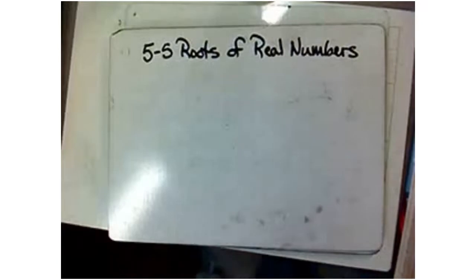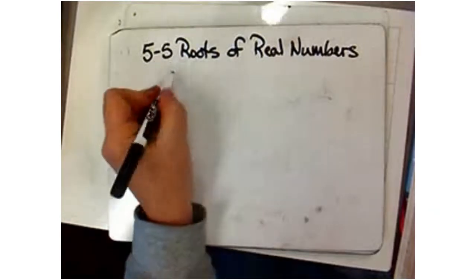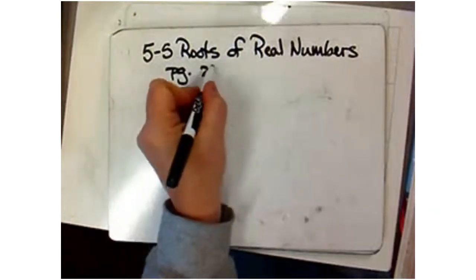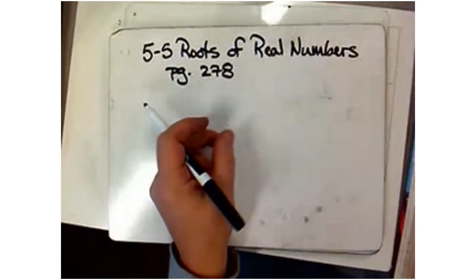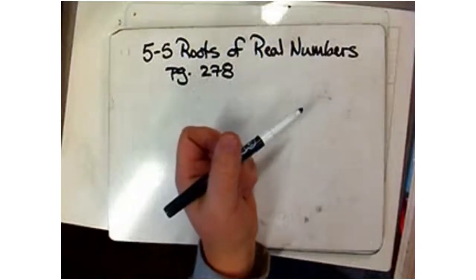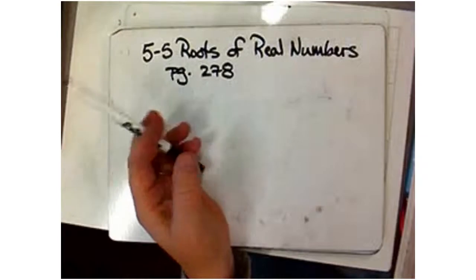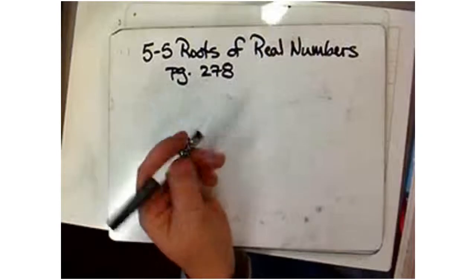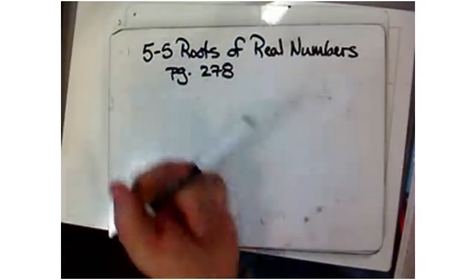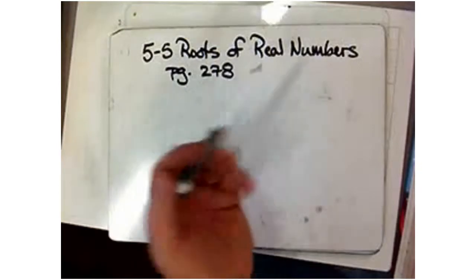It is section 5-5, Roots of Real Numbers in the Study Guide and Review. It starts on page 278, and follows the factoring of polynomials on page 278. It's 5-5, Roots of Real Numbers. And there is a concept summary box displaying all of these roots and what to look for.